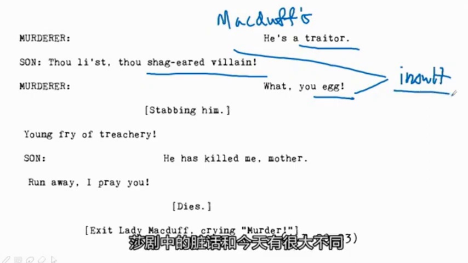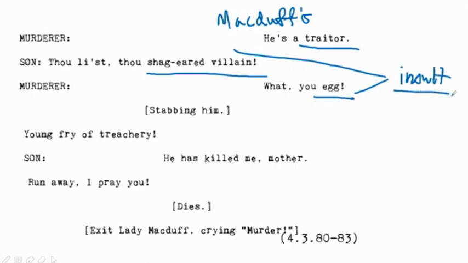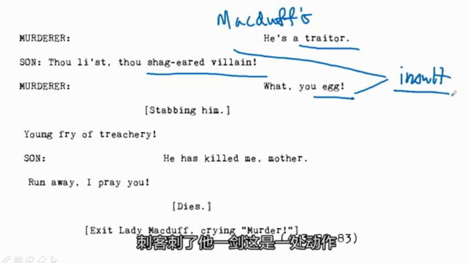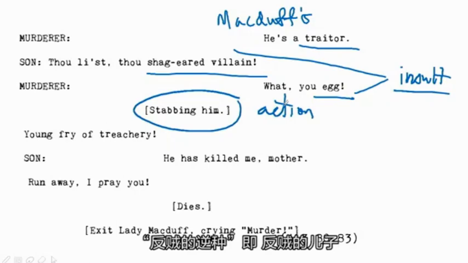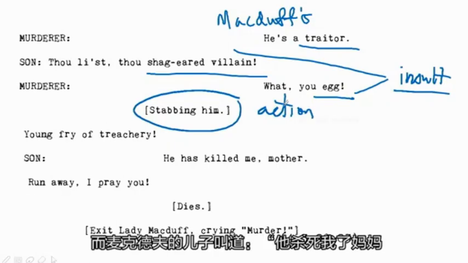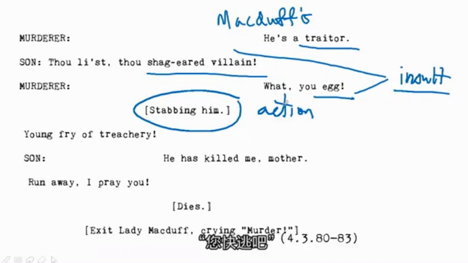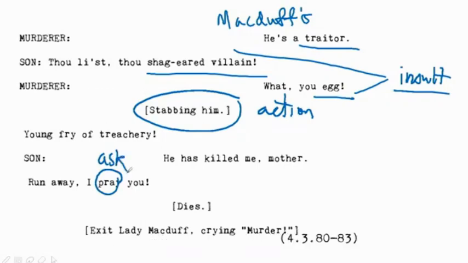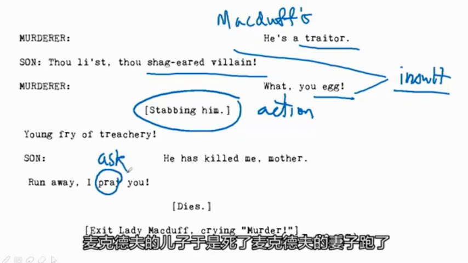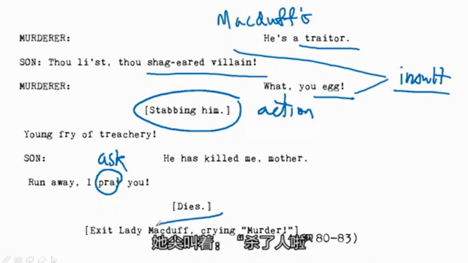Insults in Shakespeare's day were quite different than they are today, right? The murderer stabs him. This is an action. And he says, young fry of treachery. In other words, the son of treachery, the son of betrayal, the son of Macduff. And the son says, he has killed me, mother. Run away, I pray you. Pray you here means ask you. And Macduff's son dies. And Lady Macduff leaves screaming, murder, murder, murder.